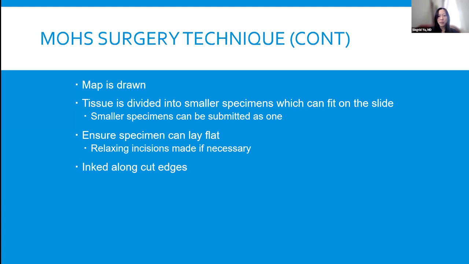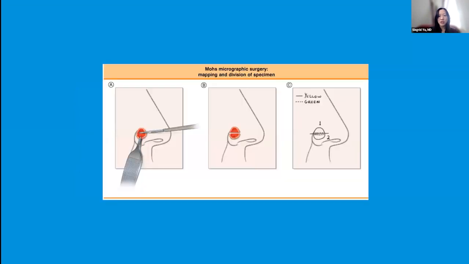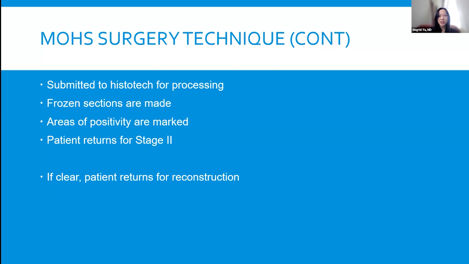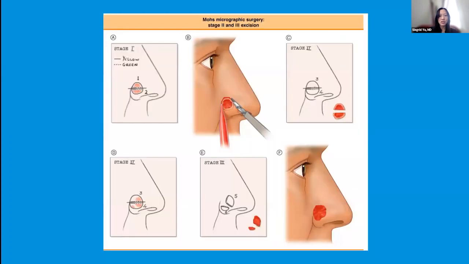Sometimes when we do bigger specimens, tissue may need to be divided and inked. So here we have a diagram of what this looks like on a drawing. The edges of the skin cancer are removed. In this situation, it's divided in half and color-coded and submitted to our histotechs. If there's anything that we see that is positive, it's marked very carefully and oriented. The patient then returns for a second stage or second round of what we're doing. If the patient's margins are clear, then we proceed with stitching.